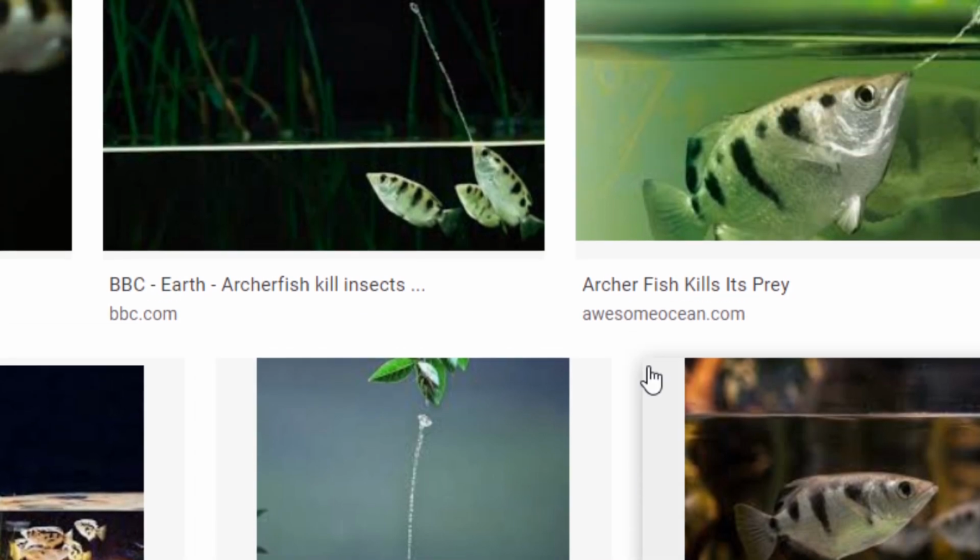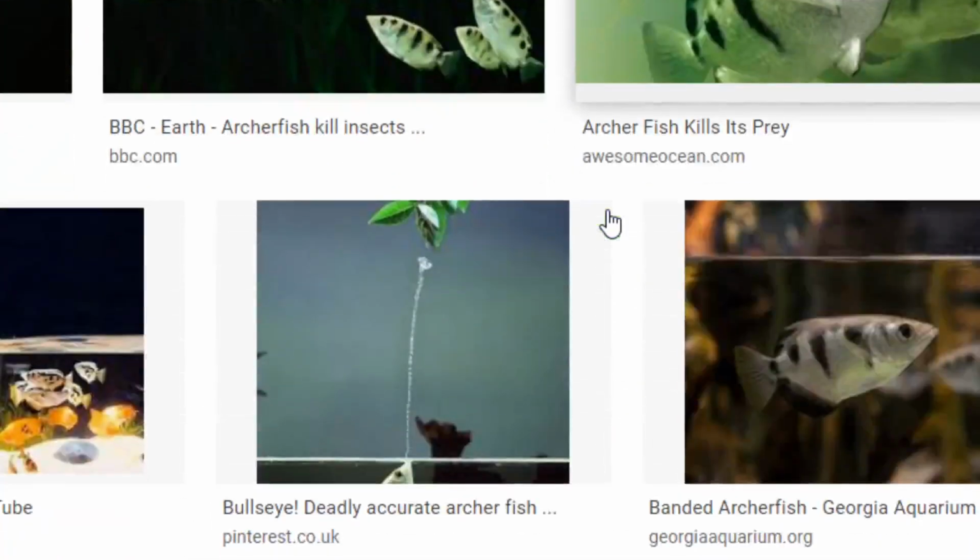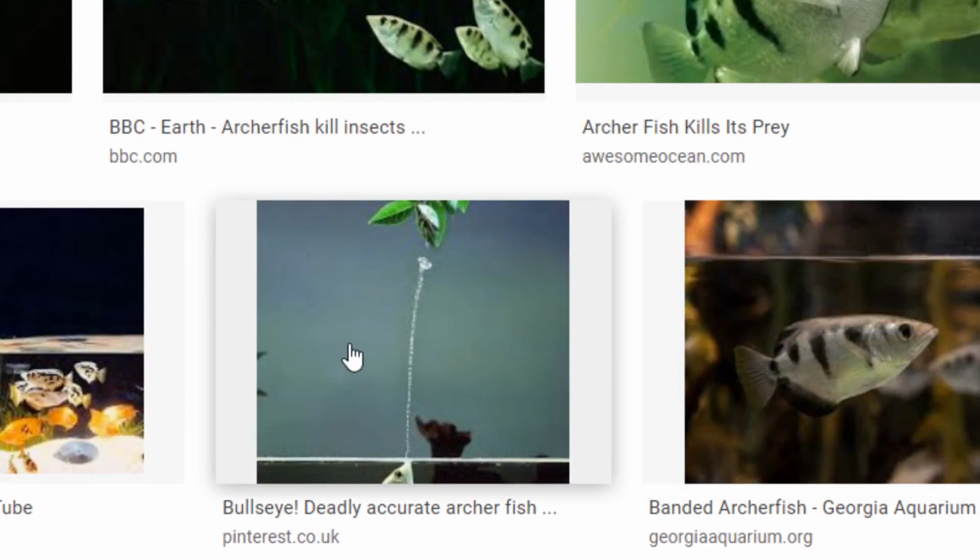But these guys have the ability. It's something with their eyes, or they can calculate it, or maybe they learn it. I'm not totally sure. Maybe they learn it as younger fish. But they're able to account for refraction and still aim accurately, which I think is really, really cool because these are just tiny little fish and they can do something that I can't do.